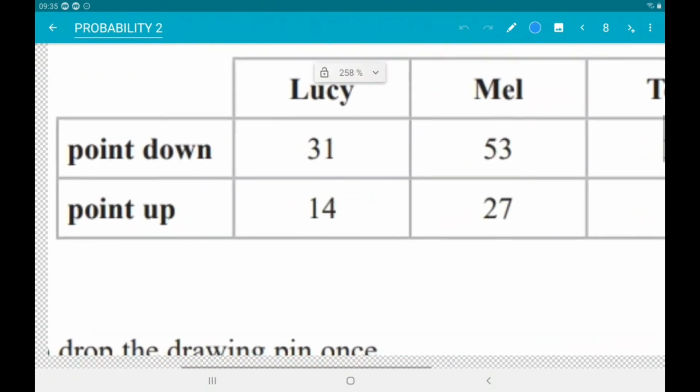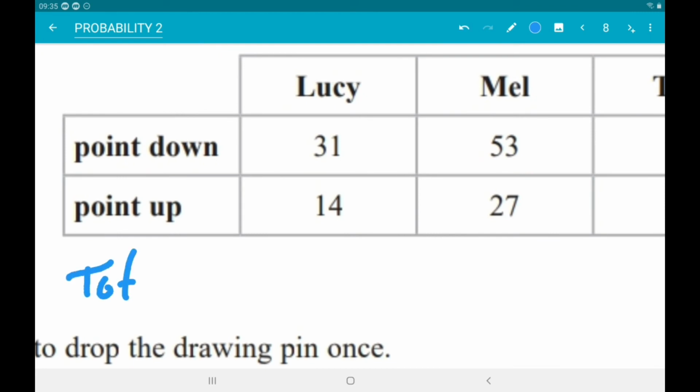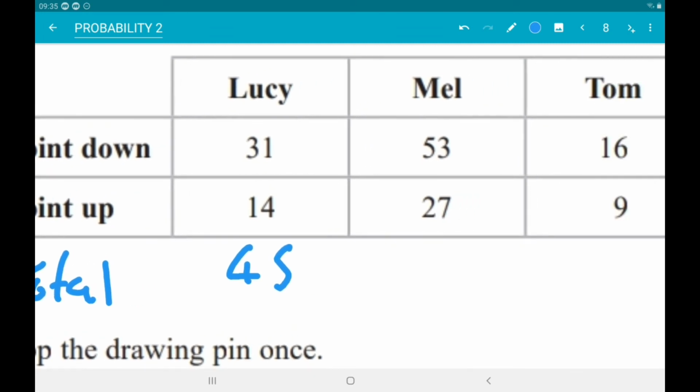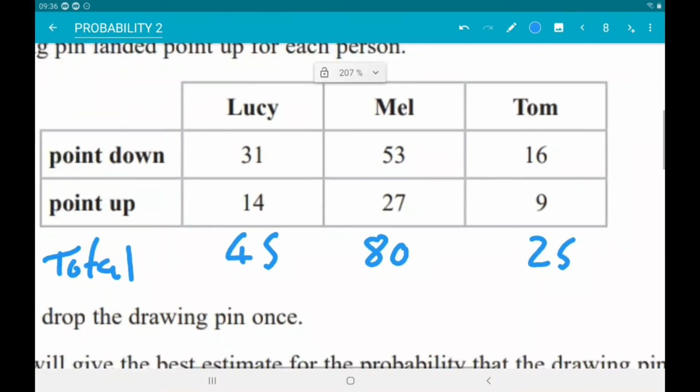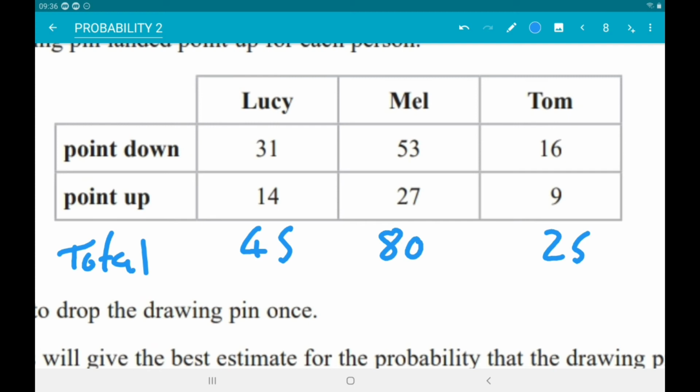So let's put total. Lucy was 31 and 14, so that's 45 times. Mel 53 and 27 is 80. And then Tom 16 and 9 would be 25. So Mel's results would give the best estimate because she dropped the pin the greatest number of times. So the probability using her relative frequency would be 27 out of 80.